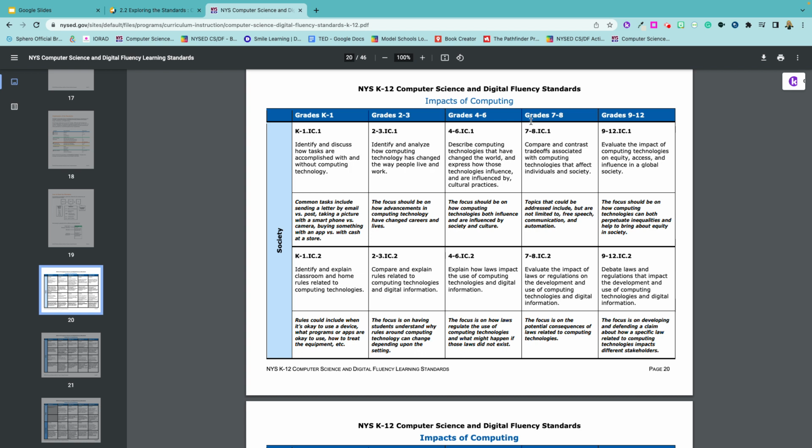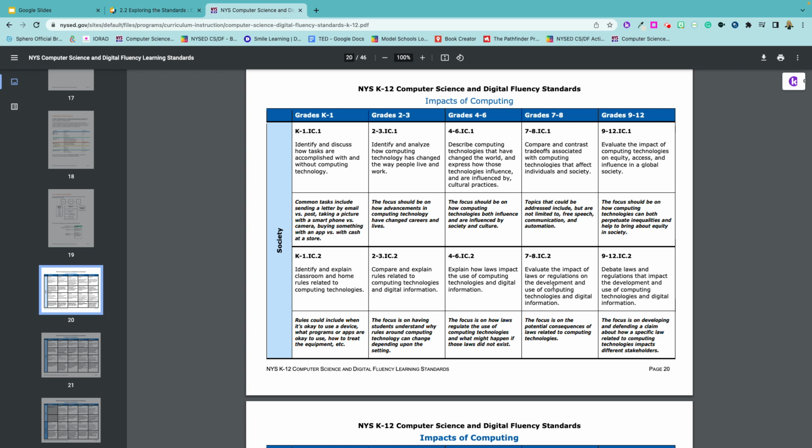Since this is for grades 7 and 8, I'm going to focus only on this row as we go through the standards. So for grades 7 and 8, impacts of computing 1, the first one is compare and contrast trade-offs associated with computing technologies that affect individuals and society. The clarifying statement is that topics could be addressed, included, but are not limited to free speech, communication, and automation.